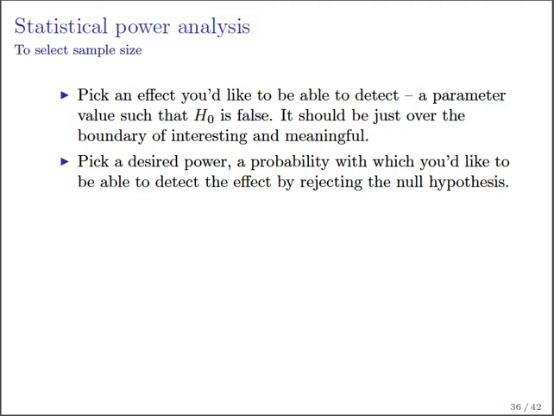Then you pick a desired power. That's a probability with which you'd like to be able to detect the effect in question, which you'll do by rejecting the null hypothesis. What, 80%? 90%? I want to be 99% sure. That's up to you. Both of these first two points are up to the user, so to speak. And the user is either a scientist or a scientist and statistician.